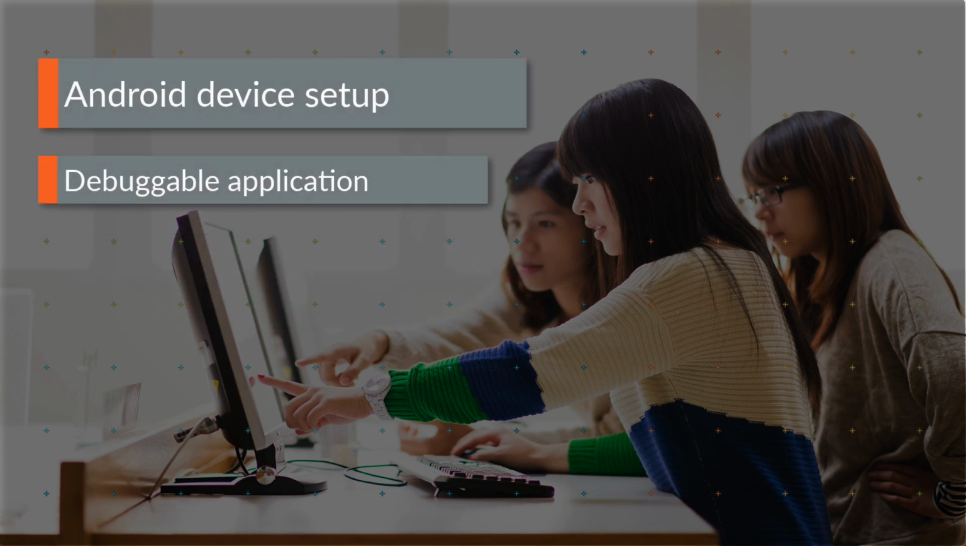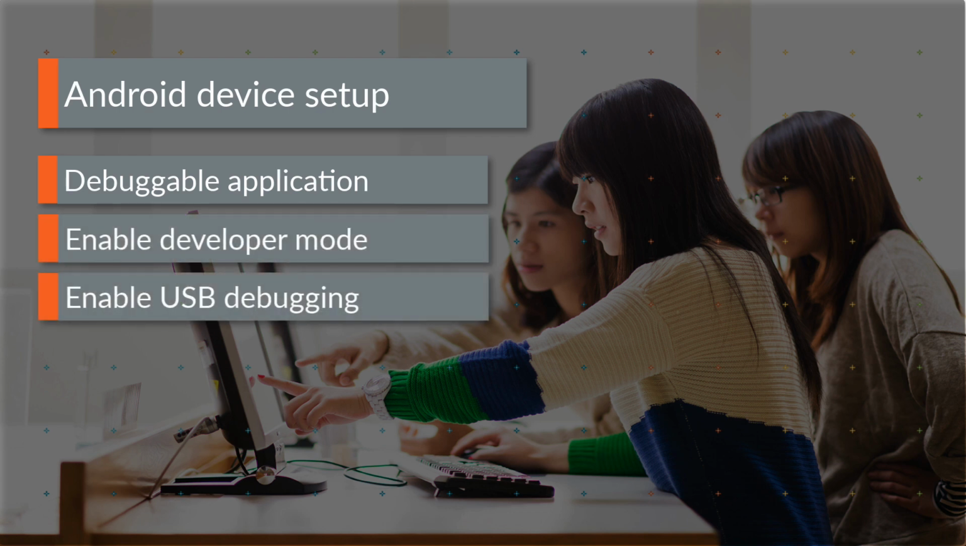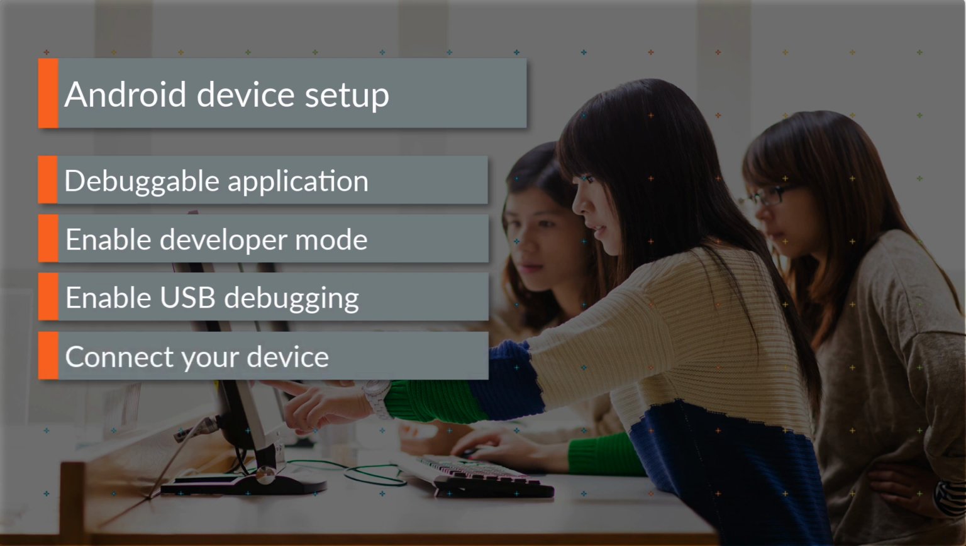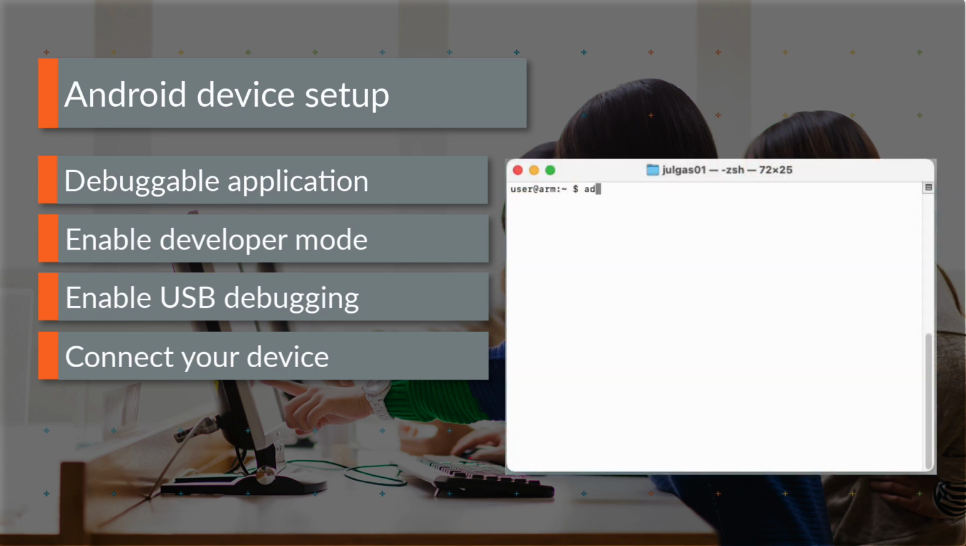Install a debuggable version of your application on the device. You'll need to put your device into developer mode and enable USB debugging. Ensure your device is connected and accessible through ADB. To test the connection, open a command prompt and enter adb devices.